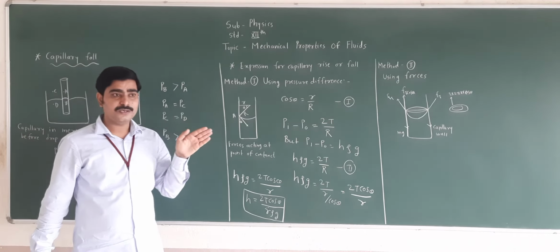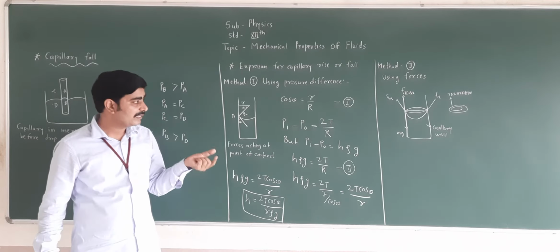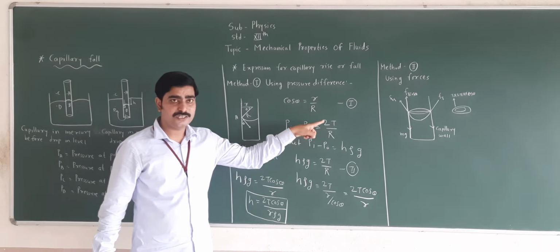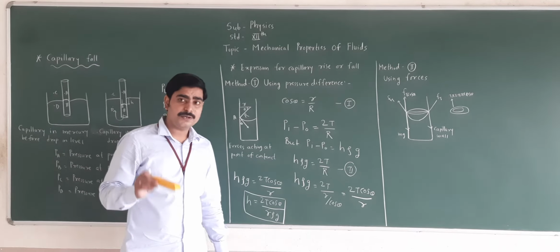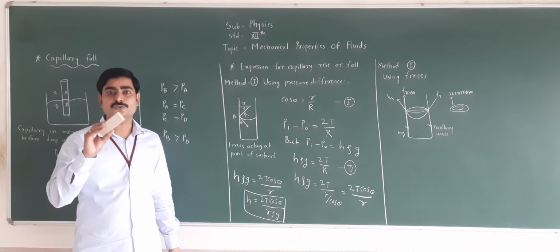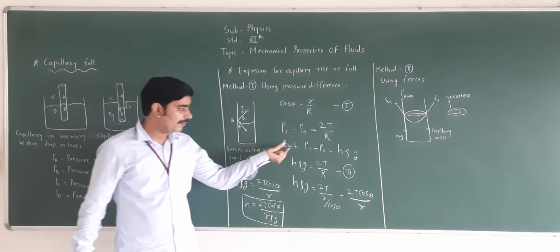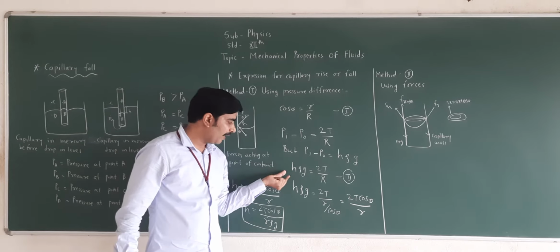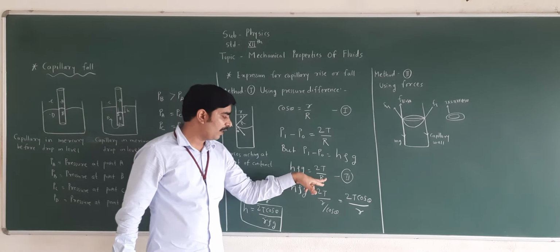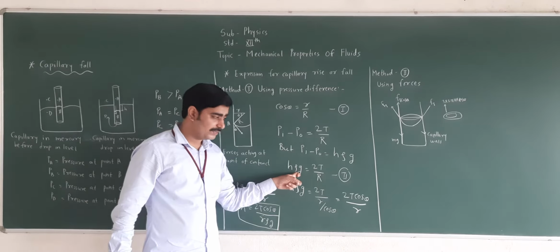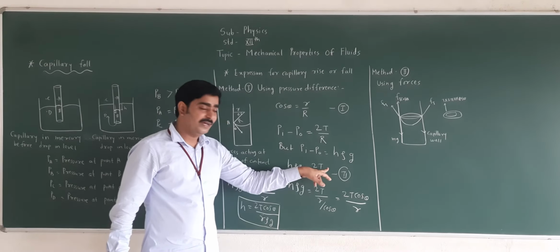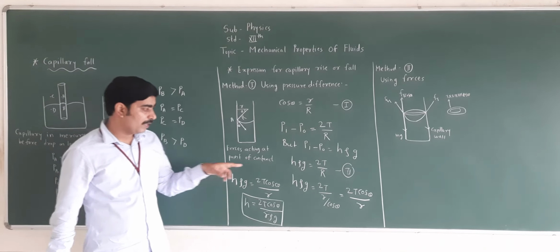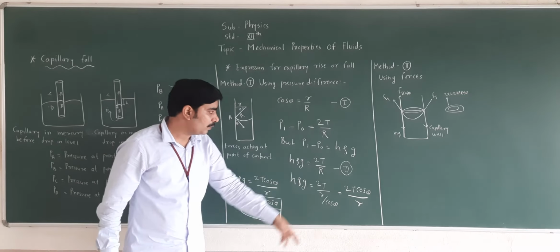Then you should write one statement: the pressure difference in the liquid drop is Pi minus P naught is equal to 2T upon R. But what is the formula for the pressure? Pressure is equal to H rho G. So the pressure Pi minus P naught can be replaced with H rho G. So your equation will become H rho G is equal to 2T upon R, where H is the height, rho is the density, G is the acceleration due to gravity, T is the surface tension, and capital R is the radius of the liquid meniscus. Friends, this is equation number 2.